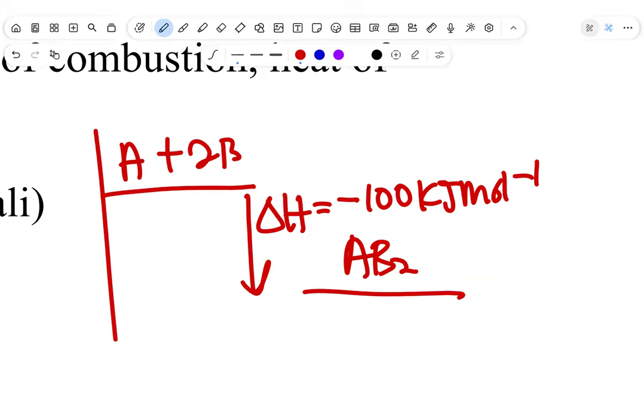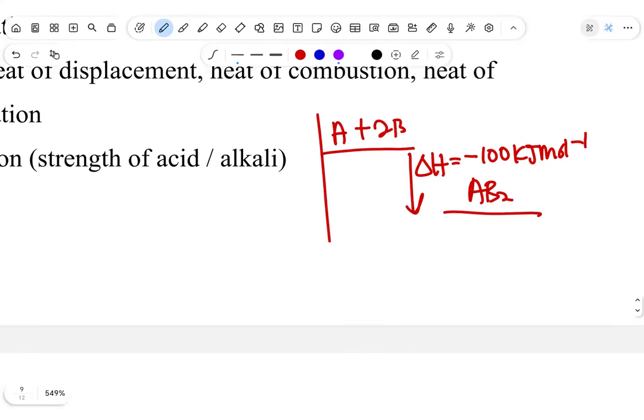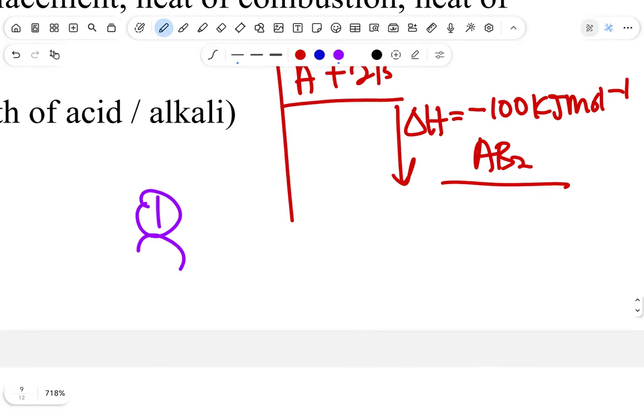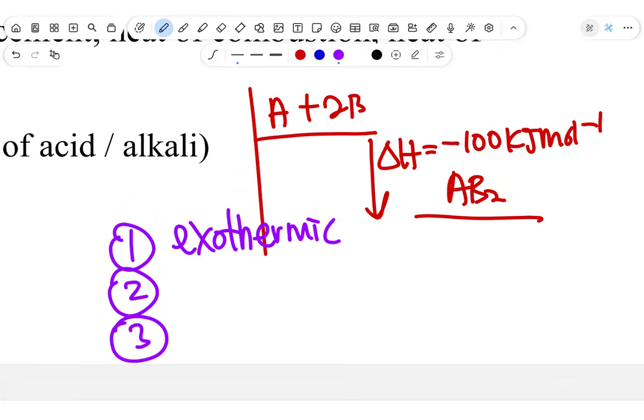So from the energy level diagram, I can get 3 pieces of information. First, I can know whether this reaction is endo or exo. So delta H negative means exo, so this reaction is exothermic, isn't it? Second, the energy level diagram can tell me whether it absorbs or releases heat. Negative means exo, which means release. So how much heat do I release?